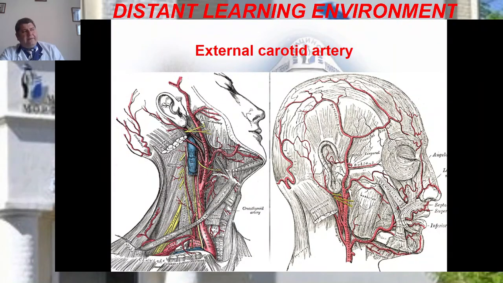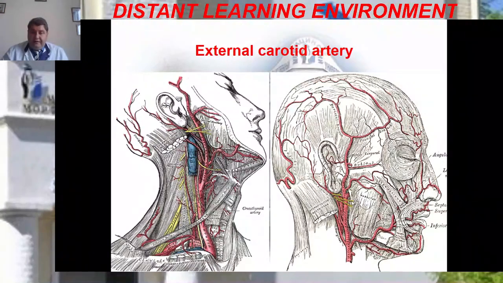It passes through the petrosal fossula to supply the mucous tissue of the tympanic cavity.